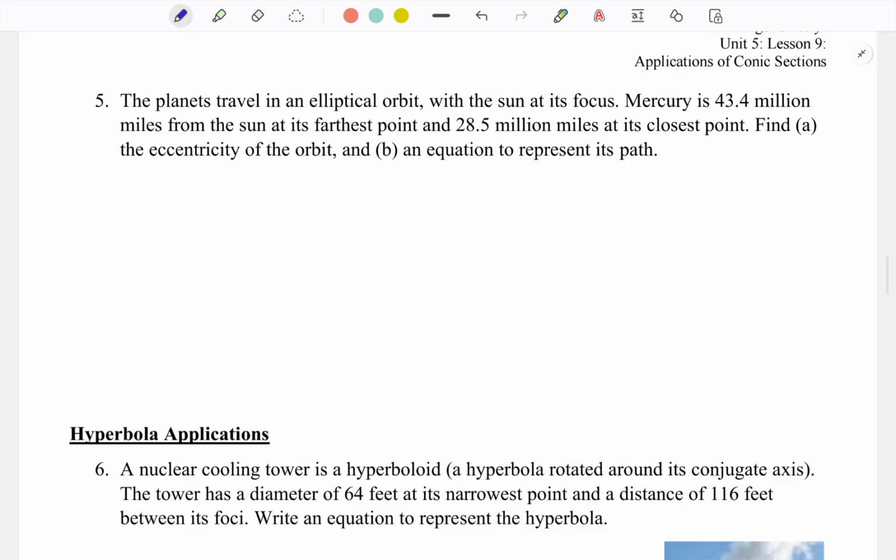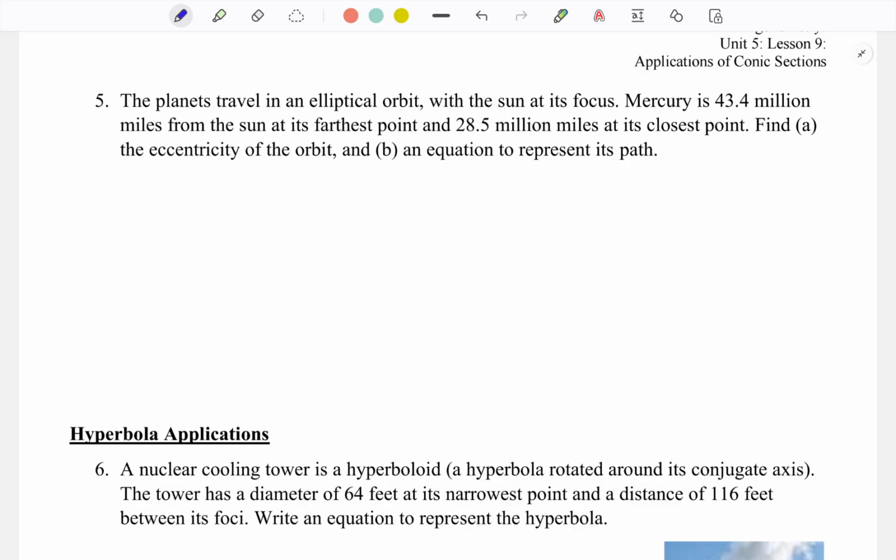Okay, so let's look at another one for ellipses. So we have that the planets travel in an elliptical orbit with the sun at its focus. So Mercury is 43.4 million miles away from the sun at its furthest point, and 28.5 million miles at its closest point. So we need to find A, the eccentricity of the orbit, and then B, an equation to represent its path.